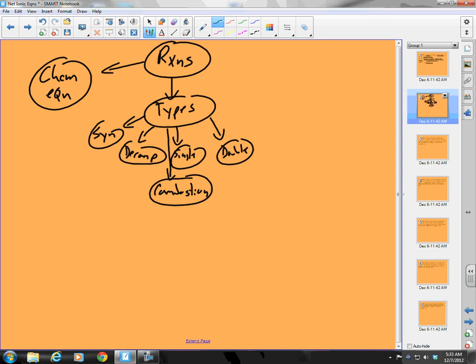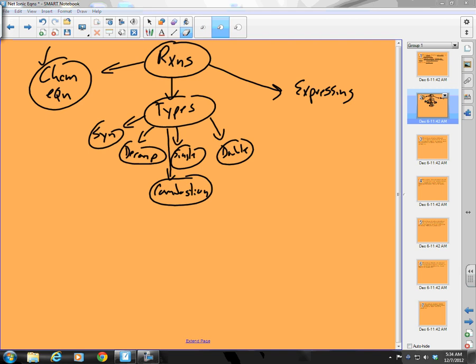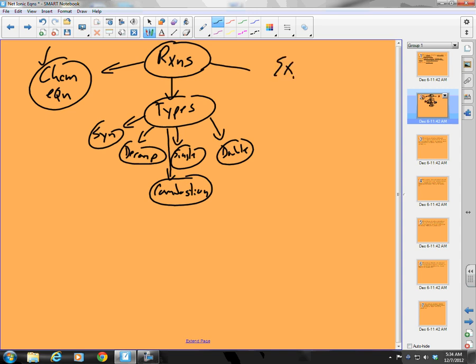Now, I want to talk about expressing reactions, which is really another form of my chemical reactions over here. This is general, and this is more specific. Really, though, shouldn't I put this arrow off of chemical equations, right? No, I think we can go this way. We want to talk about expressing chemical reactions, and there are three types that we want to discuss.